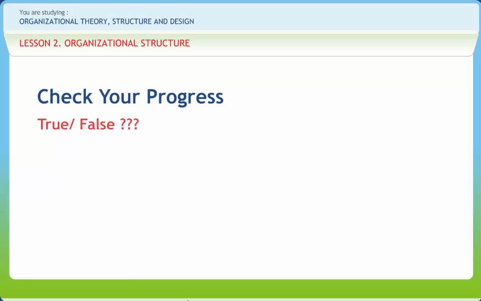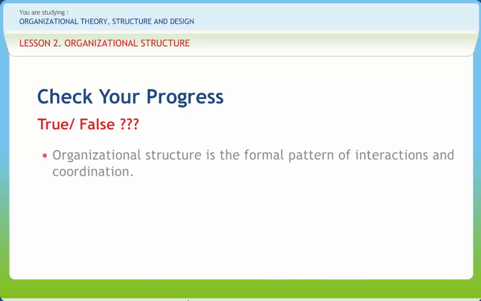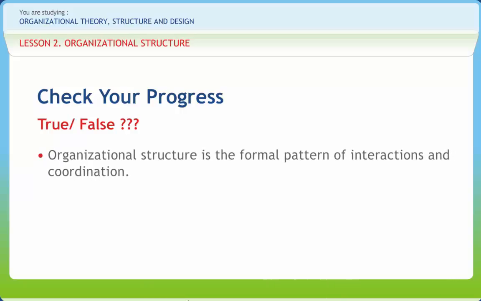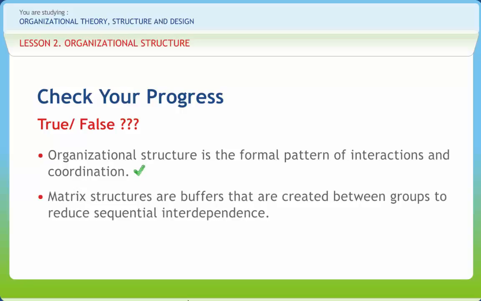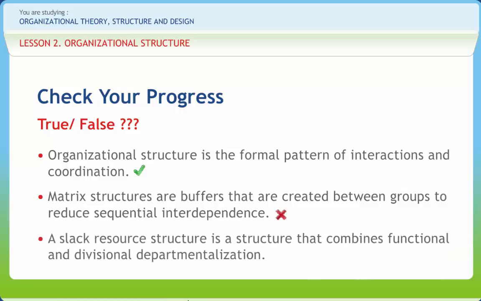If you have understood the various concepts discussed in this lesson clearly, answer these questions. Organizational structure is the formal pattern of interactions and coordination. Right or wrong? Right. Matrix structures are buffers that are created between groups to reduce sequential interdependence. Right or wrong? Wrong. A slack resource structure is a structure that combines functional and divisional departmentalization. Right or wrong? Wrong.